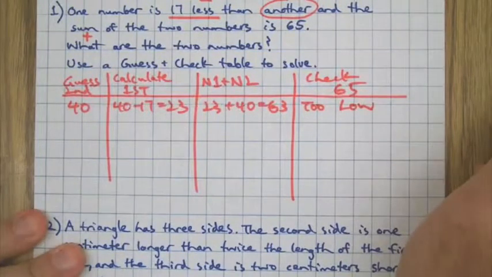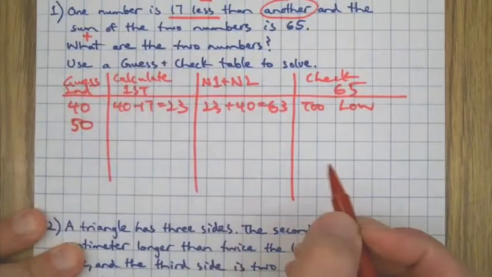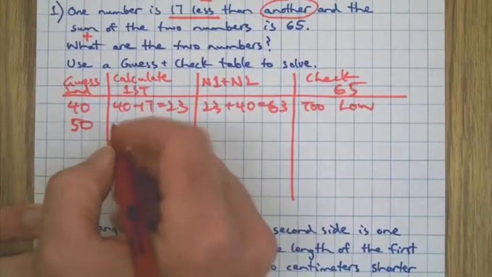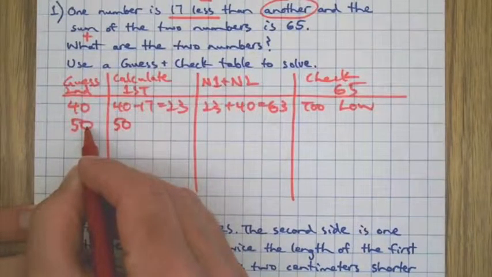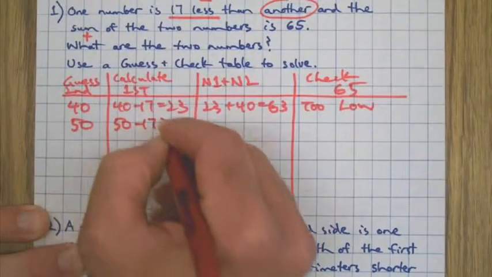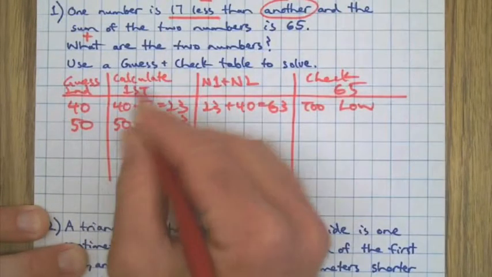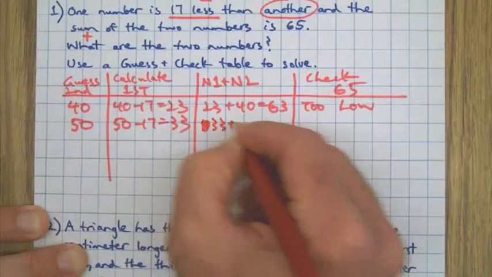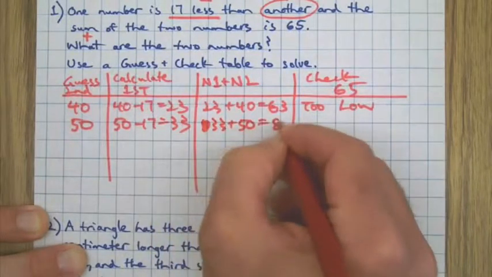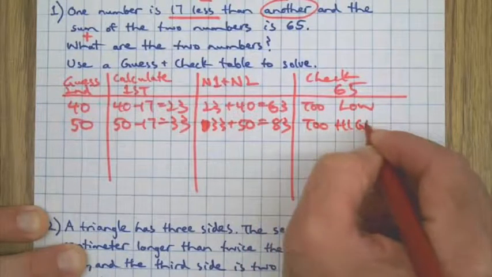Okay. Just for fun and just to reteach this lesson, even though I know it's wrong, I'm going to guess 50 here, the second one, reinforcing that you want to guess big, round, easy numbers that are easy to do math with. We use the same pattern, subtracting 17. And that's too high. Obviously, I knew that.